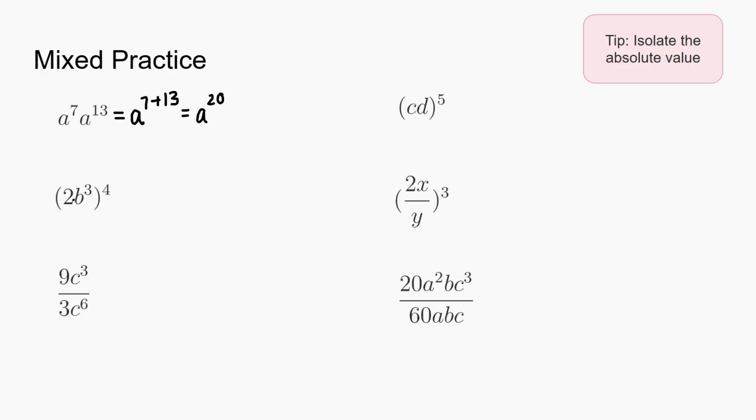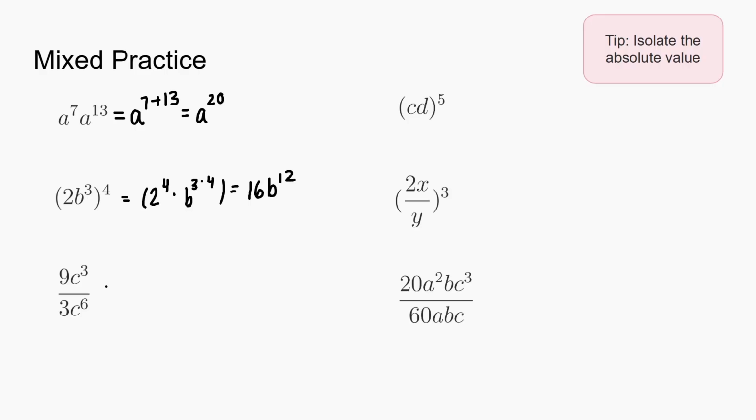What about this one? We have (2b cubed) all to the 4th power. In this case, we need the power of a power rule and also the power of a product rule. So first, we can use 2 to the 4th power, and then do b cubed to the 4th power, which is going to be b to the 3 times 4. So we know it's going to be 16b to the 12th power. Sometimes you just have to combine rules to simplify your expression.